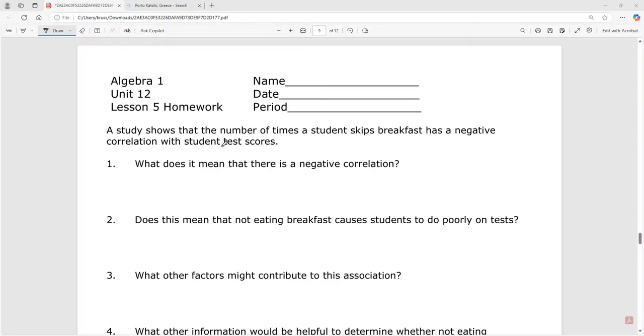Okay, so lesson 5 is all about understanding association and correlation or causation. A study shows that the number of times students skip breakfast has a negative correlation with the students' scores. What does it mean? Well, it means that if you skip breakfast, you have a higher likelihood.